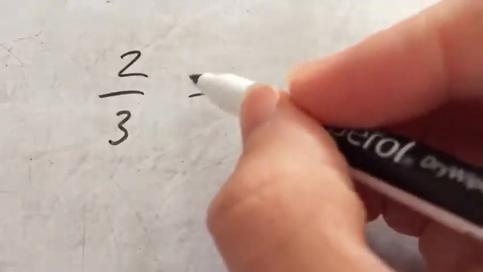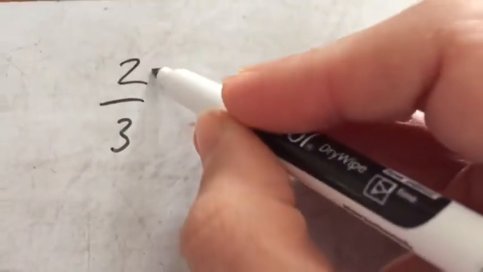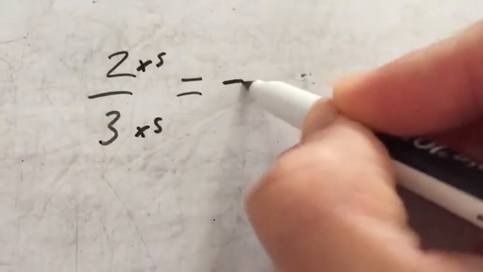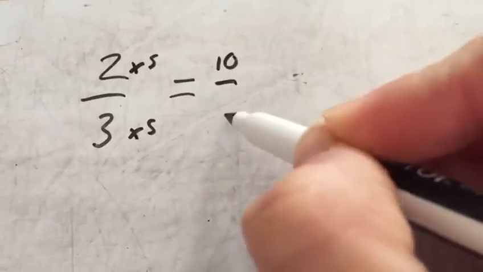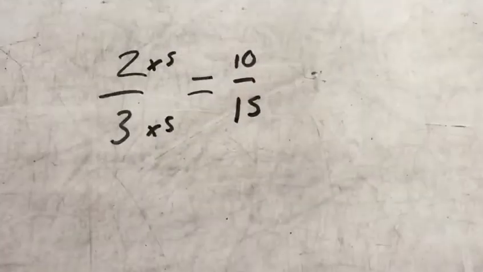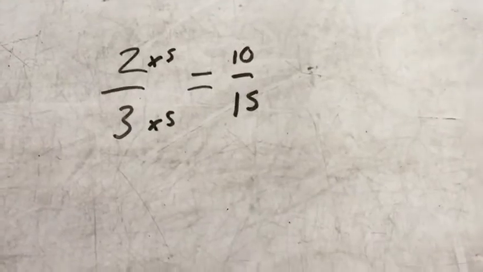So this time I've got 2/3, and this time I'm going to times them both by 5. So I've got 2 times 5, which is 10, 3 times 5, which is 15, and I can see clearly that my 2/3 is the exact same as my 10/15.